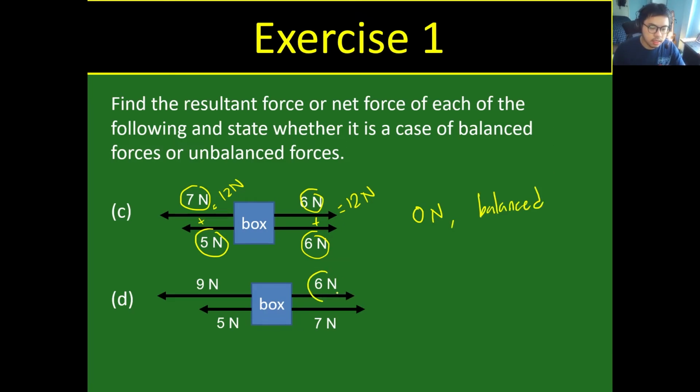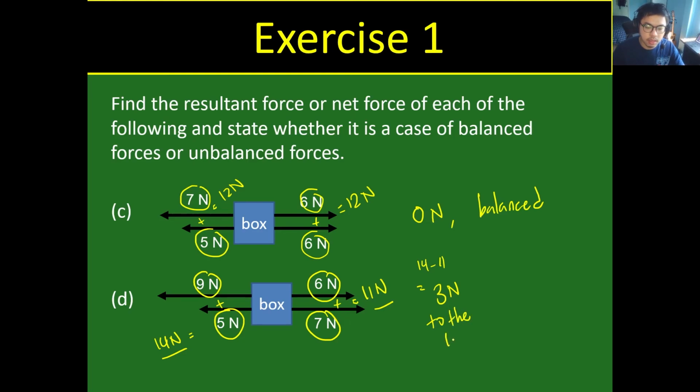Let's look at D, 6 Newton and 7 Newton to the right, so a total of 11 Newton to the right. 9 Newton and 5 Newton to the left, so a total of 14 Newton to the left. So 14 and 11, because they are opposite of each other, you just minus them. 14 minus 11, they are against each other, so they have to be minus. The resultant force is 3 Newton. Which force is stronger? The strongest force is the 14 Newton to the left, so the resultant force will also be to the left. Are these forces balanced or unbalanced? These forces are unbalanced because there is a resultant force.